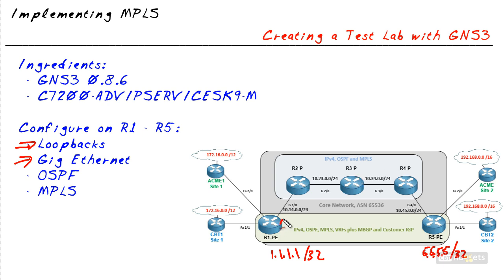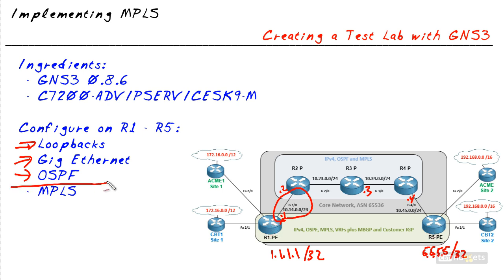Also on these gigabit Ethernet links here, we're going to use the last octet the same as the router. So R1 will end in .1, R2 will end in .2, R4 will end in .4, R3 will end in .3, and so forth. And then we're going to enable OSPF on all the gigabit interfaces here and on the loopback interfaces. So when we're done, we should have reachability between R1's loopback 0 and R5's loopback.